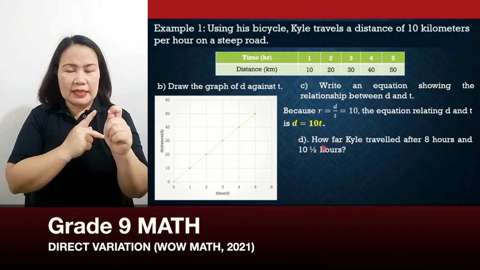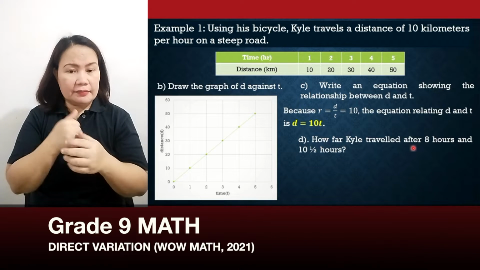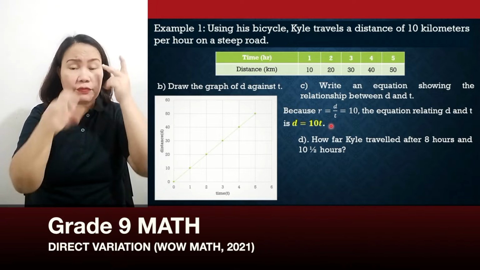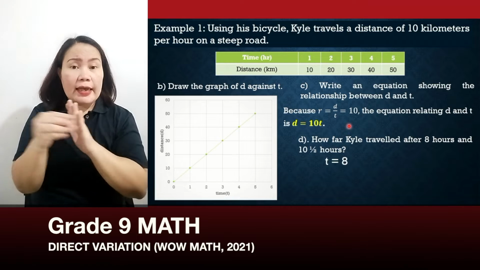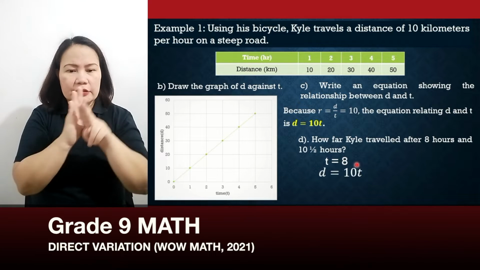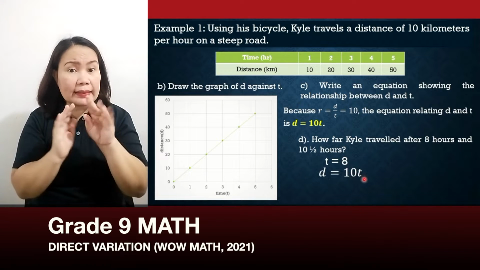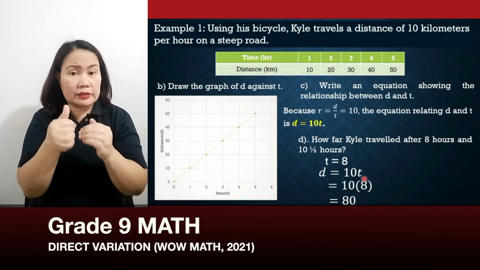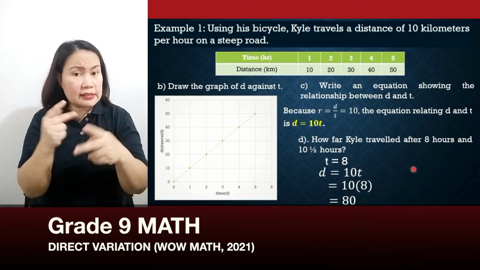So sa letter D, how far did Kyle travel after 8 hours and 10 and a half hours? So using our equation, when t is equal to 8, substitute lang natin. So 10 times 8, the answer is 80. So 80 kilometers after 8 hours.